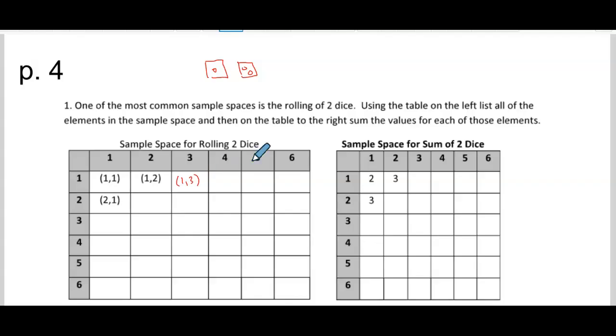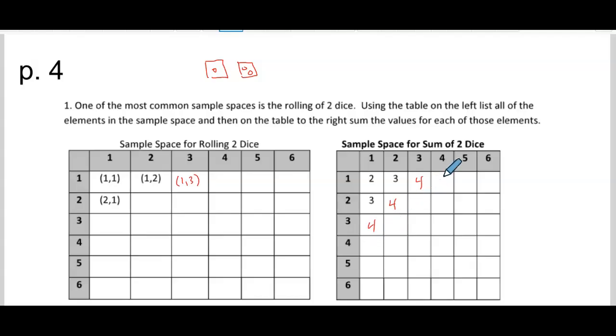When you then make the sample space the sum of those 2 dice, what you would be doing is adding up the 2 dice you've rolled. So if you roll a 1 and a 1, you get 2. Roll a 1 and a 2, you get 3. If you roll a 1 and a 3, you get 4. A 2 and a 2, you get 4. A 3 and a 1, you get 4. So there are 3 ways to roll a total of 4.